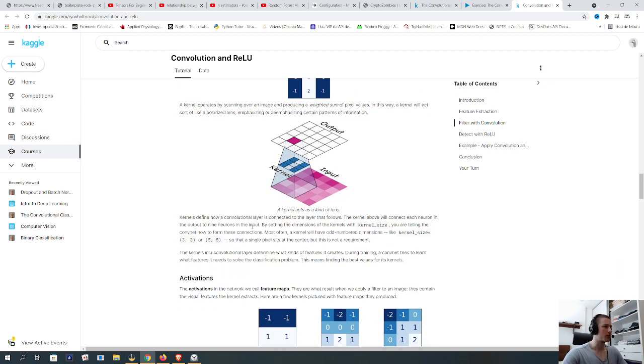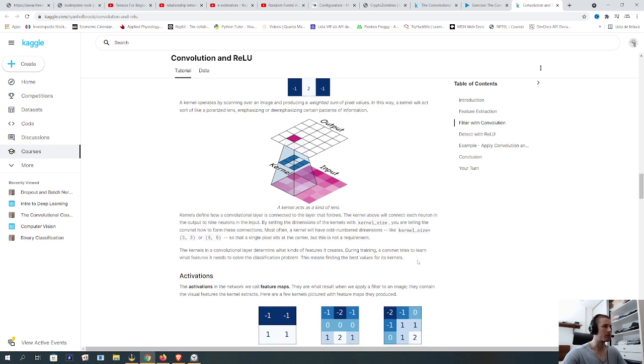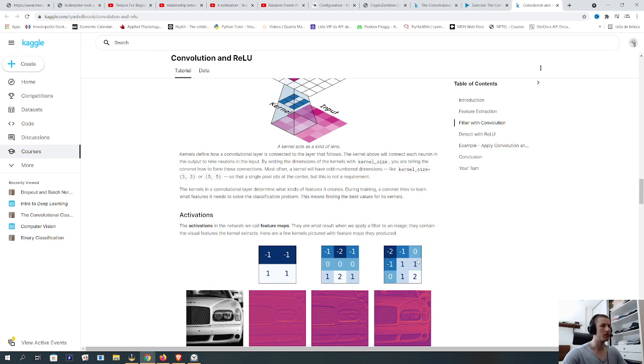Kernels define how a convolutional layer is connected to the layer that follows. The kernel above will connect each neuron in the output to 9 neurons in the input. By setting the dimensions of the kernels with kernel size, you are telling the convnet how to form these connections. Most often, a kernel will have odd numbered dimensions, like kernel size equals (3, 3) or (5, 5), so that a single pixel sits at the center, but this is not a requirement.